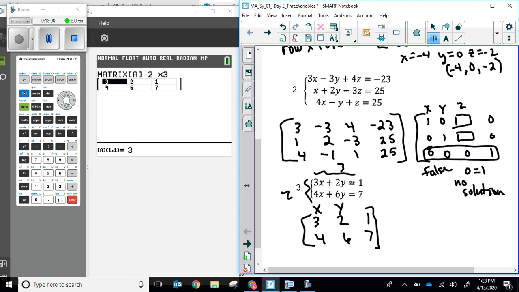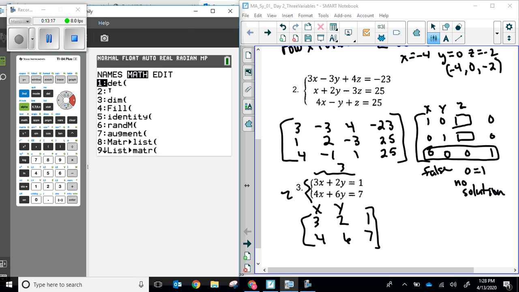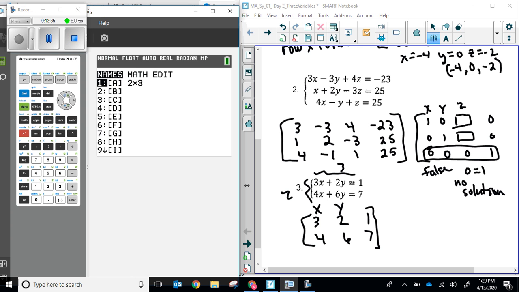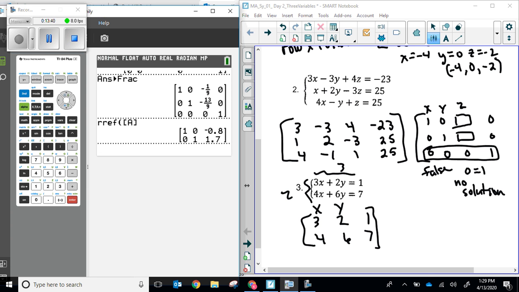Okay, so second quit. I'm going to go second matrix. We're going to go over to math again and find that RREF. So I believe it's option B. And we need matrix A, so back to second matrix, A, press enter. And this one you do get fractions, you actually get answers for this one.